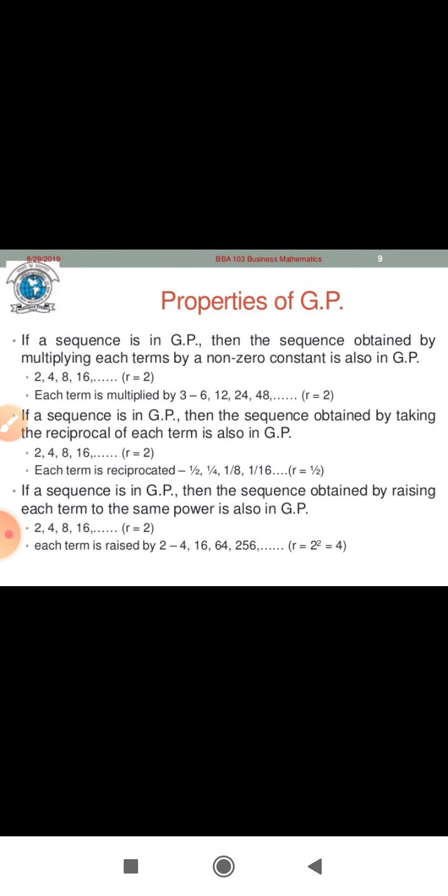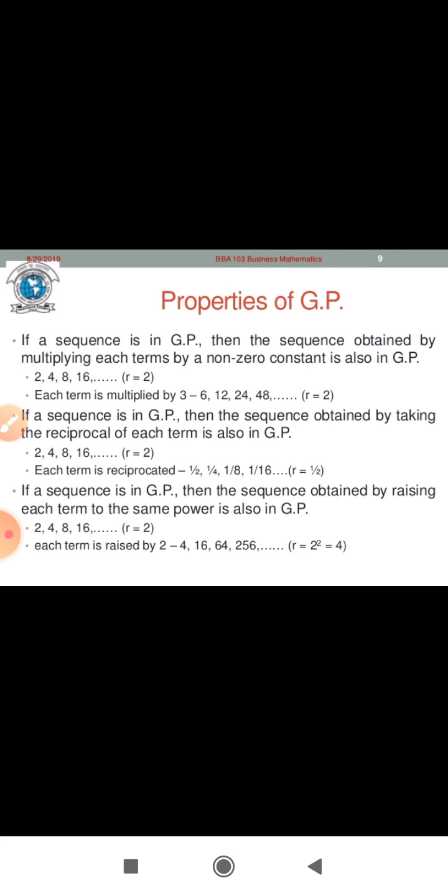Properties of geometric progression are the following. If a sequence is in GP, then the sequence obtained by multiplying each term by a non-zero constant is also in GP. 2, 4, 8, 16. Here r is equal to 2. Each term is multiplied by 3. The series will be 6, 12, 24, 48. It is again a GP.